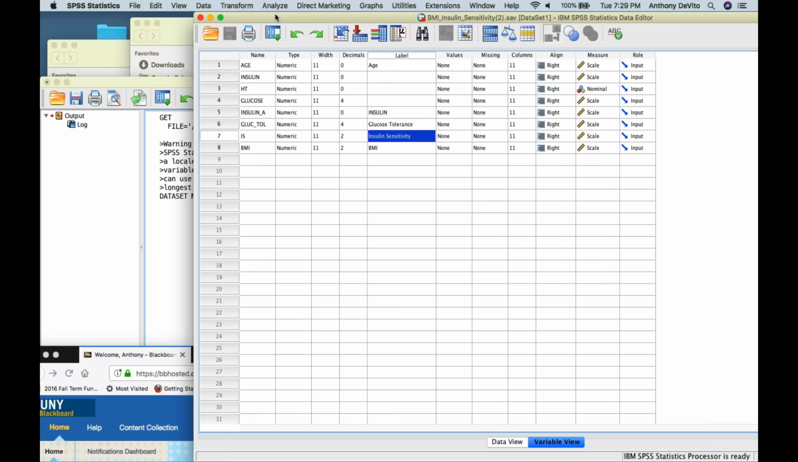Insulin sensitivity is associated with decreasing sensitivity to insulin. In other words, your body produces insulin, but it doesn't work well. Your body doesn't metabolize sugar well, so your sensitivity to insulin goes down. Changes in insulin sensitivity are related to diabetes.